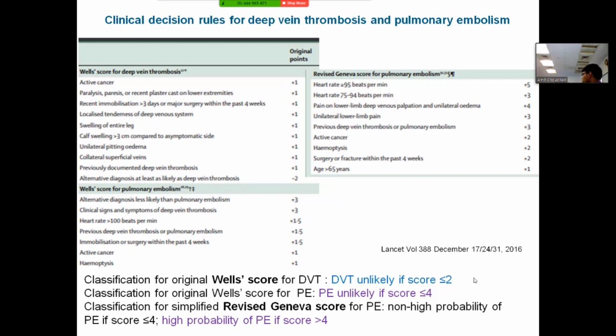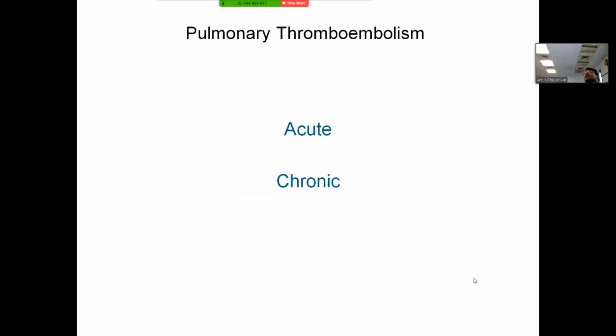We are going to the, I have some images. I will take one DVT lecture next time. So pulmonary thromboembolism can be acute and it can be chronic. What are the things that you will see in acute and chronic thromboembolism? Acute pulmonary thromboembolism.